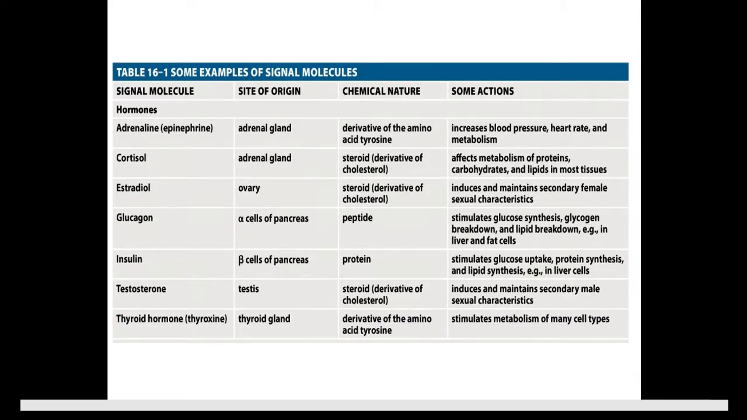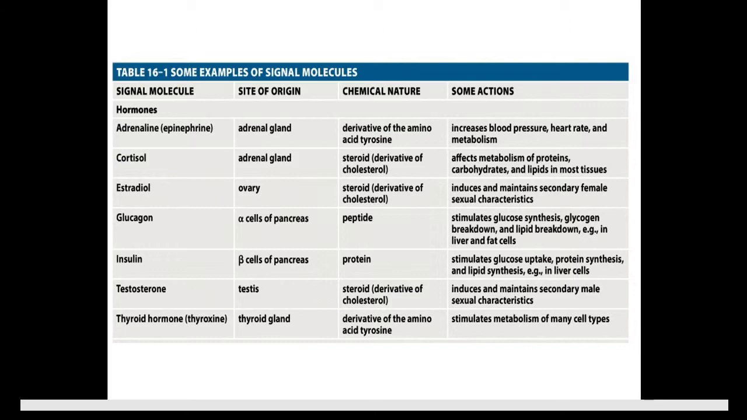Adrenaline, its source is the adrenal gland, increasing the blood pressure and the heart rate. Cortisol is also produced from the adrenal gland. It's a steroid hormone that affects the metabolism of proteins, carbohydrates and lipids. Estrogen is produced from the ovary. It's a steroid hormone. It induces and maintains the secondary female sexual characteristics.